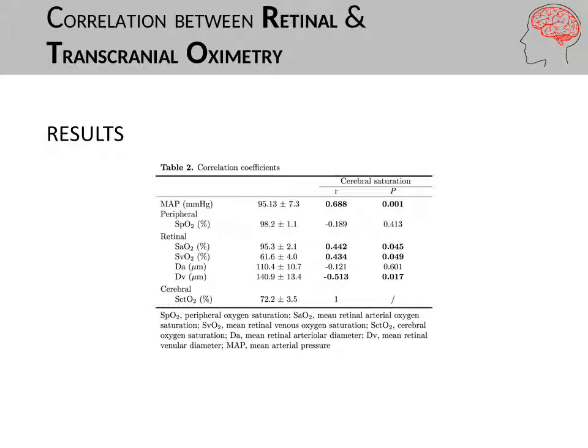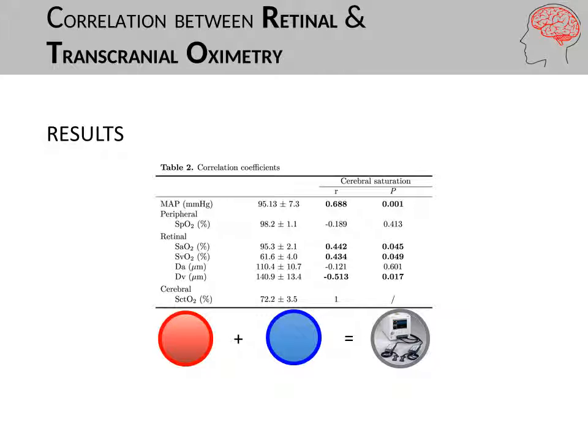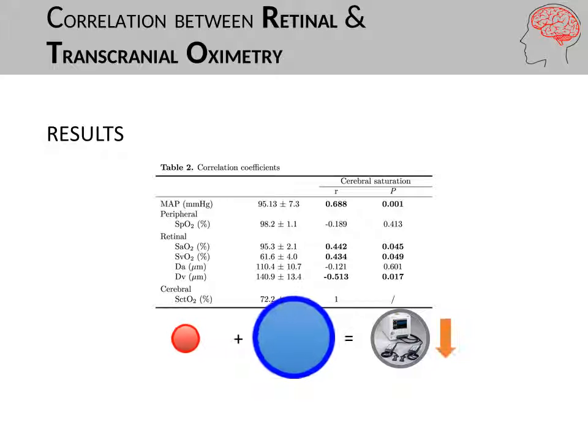positive correlation between the retinal venous saturation and the transcranial saturation. And then another interesting thing that we noted was a negative correlation between the retinal venous diameter and the transcranial saturation. And we believe a possible explanation might be that the retinal venodilation and cerebral venodilation are somehow correlated. And when the cerebral veins dilate, they contribute more to the measure obtained by the transcranial oximeter. So a larger vein would result in a lower transcranial saturation.